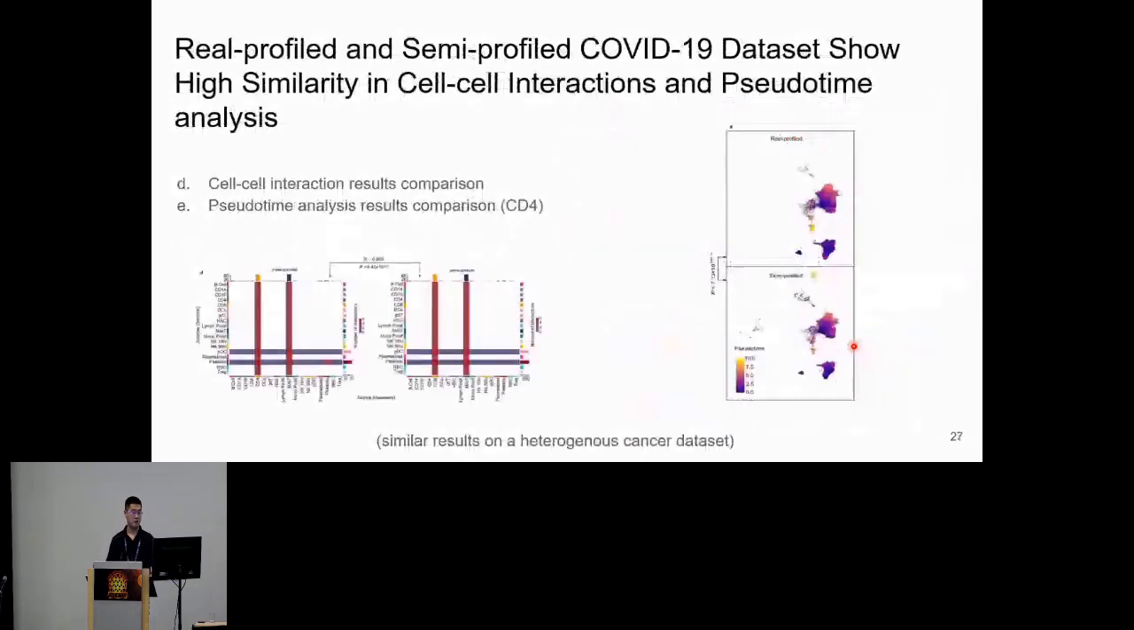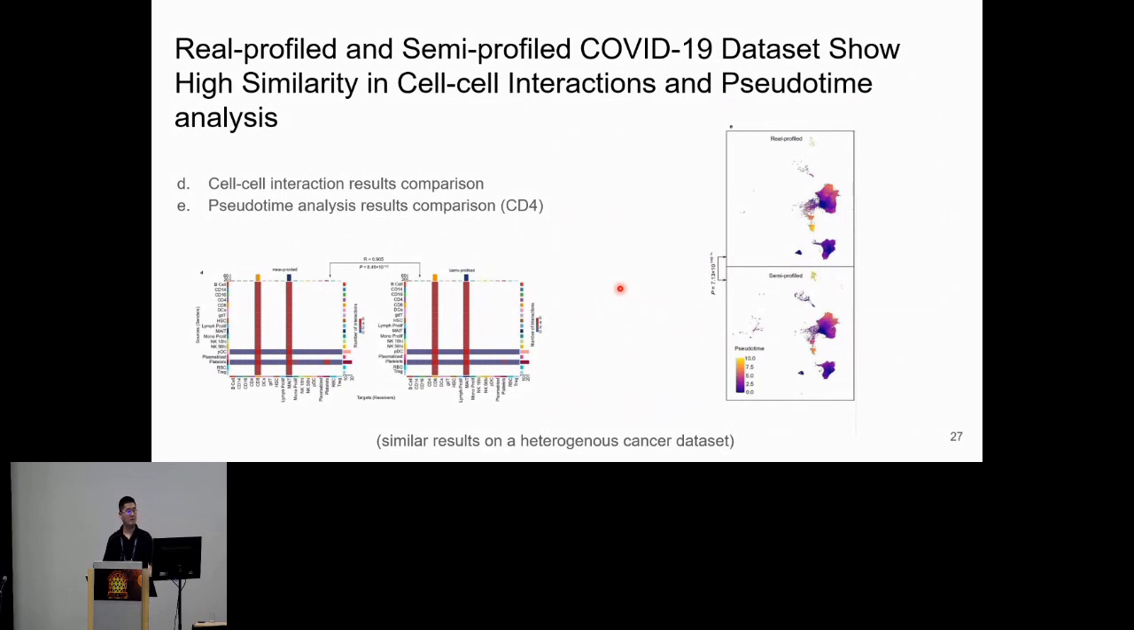And if we do more in-depth analysis like cell-cell interaction analysis and pseudotime analysis, they also show the semi-profile cohort and real profile cohort are quite similar. We also do all these analyses using a more heterogeneous and challenging colorectal cancer data set, and we also show the results are quite good.